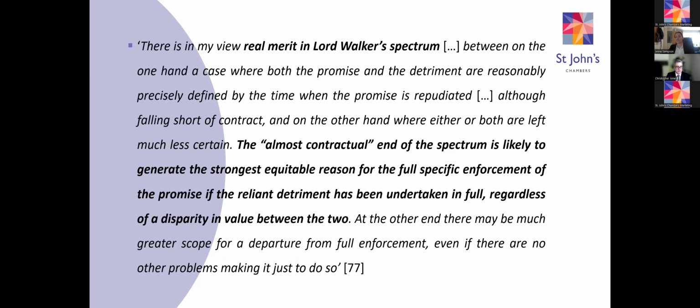And in light of this, Lord Briggs endorsed the suggestion by Lord Walker in Jennings v Rice that proprietary estoppel cases fall on a spectrum, with quasi-contractual cases at one end, where fulfilling the expectation is most likely to be appropriate in circumstances where the detriment has also been undertaken in full, which further confirms that the approach to remedy is not one of making a binary choice between two bases for assessment, as Lord Leggatt suggested, but one of moving along a sliding scale.